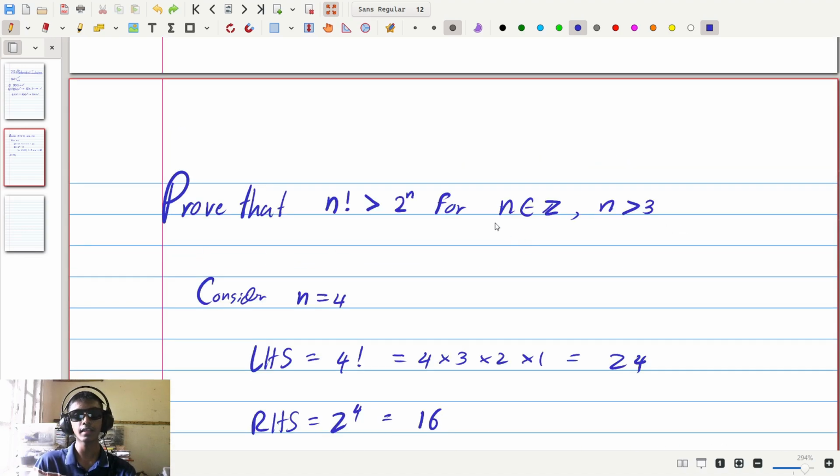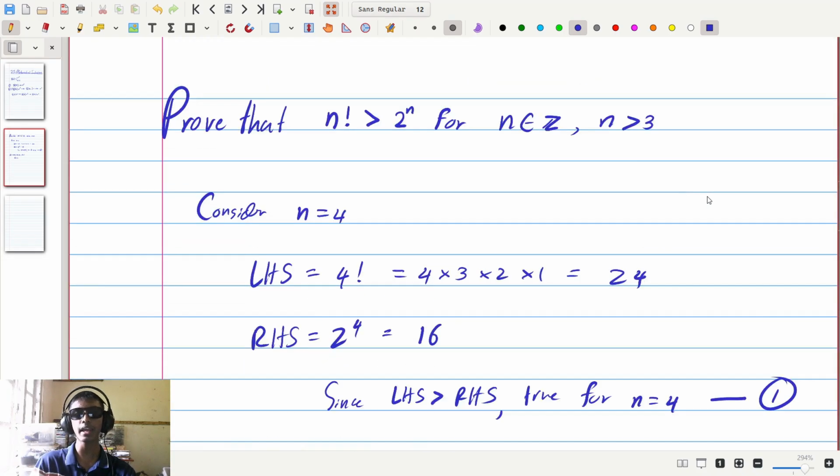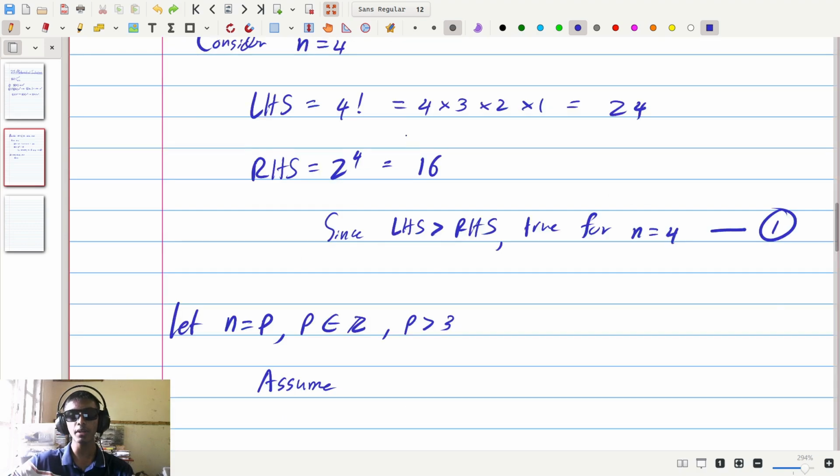So we're assuming that for this set, this result here, n factorial greater than 2 to the power of n, is true. So p needs to be an element of the set Z, and p also needs to be greater than 3. So p is an element of the integers and p greater than 3. For this, we're going to assume that when you substitute n for p, so instead of n factorial, we substitute p factorial, and instead of 2 to the n, we substitute 2 to the p, we're going to assume that p factorial is in fact greater than 2 to the p.